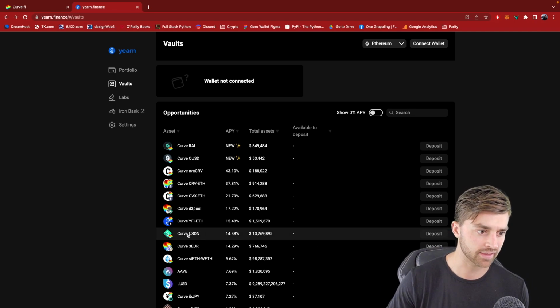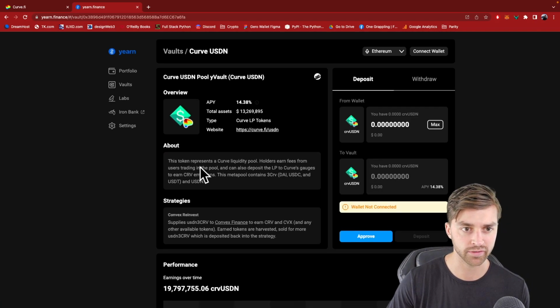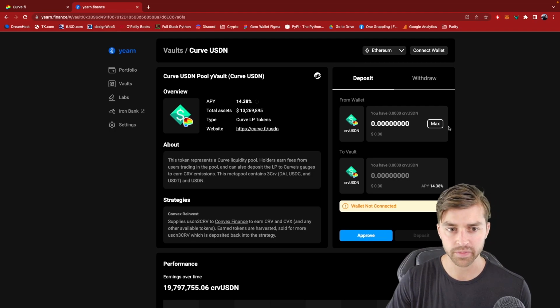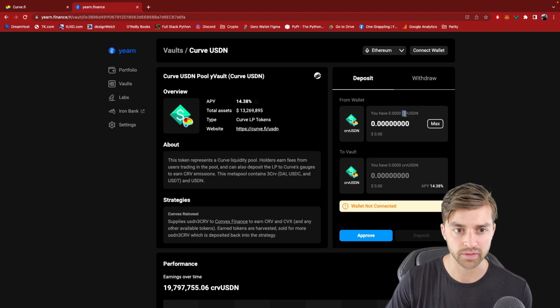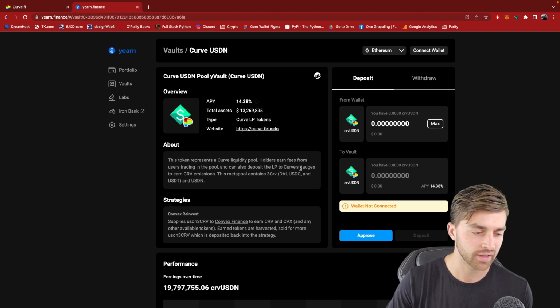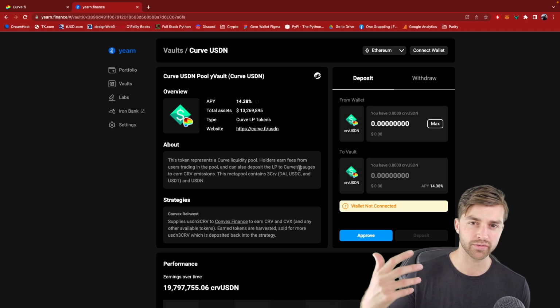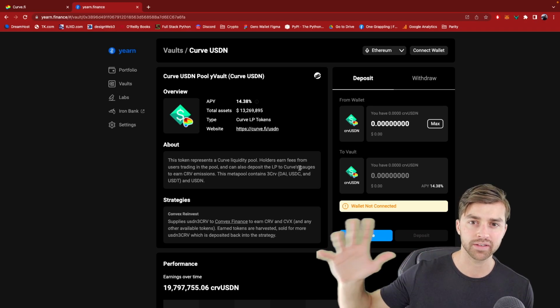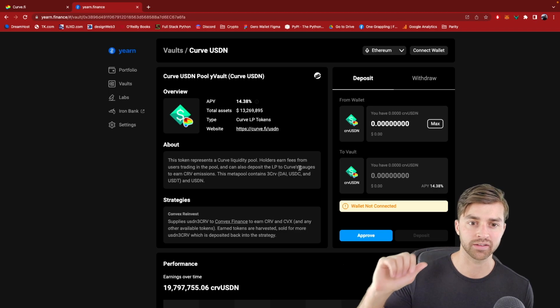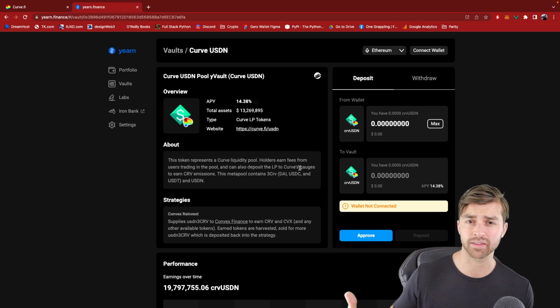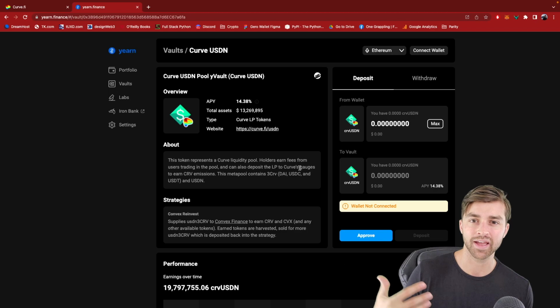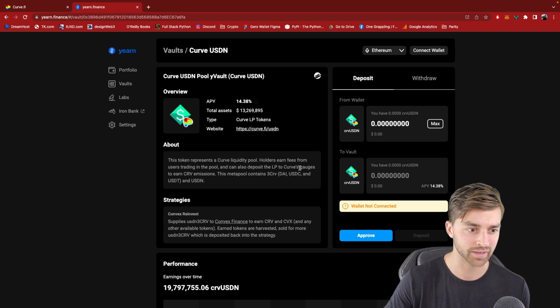So let's look at the Curve USDN vault right here. What it wants me to do is to deposit in CRV USDN. And it's going to move this LP token, this Curve LP token, around the DeFi ecosystem to maximize yield for me and to also automate the process so I don't have to actively manage my yield farming.